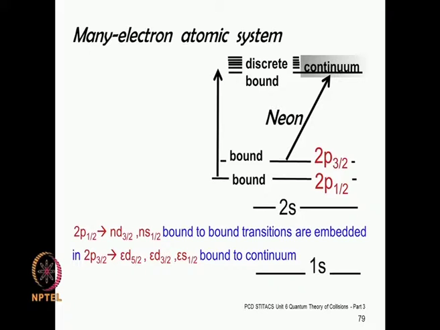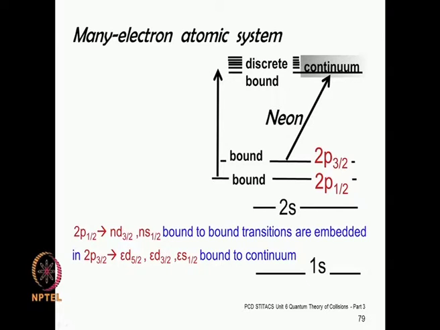So, from 2p 1/2 you can go either to d 3/2 or to an s 1/2. So, you will have two possibilities over there, and these are the two excitation bound to bound excitation channels which are possible for the bound to bound transition, whereas for 2p 3/2 to continuum you can have various possibilities of getting into the continuum, because from 2p 3/2 you can get into the d type continuum. So, d 5/2 or d 3/2, and you can of course go to the s 1/2 continuum.